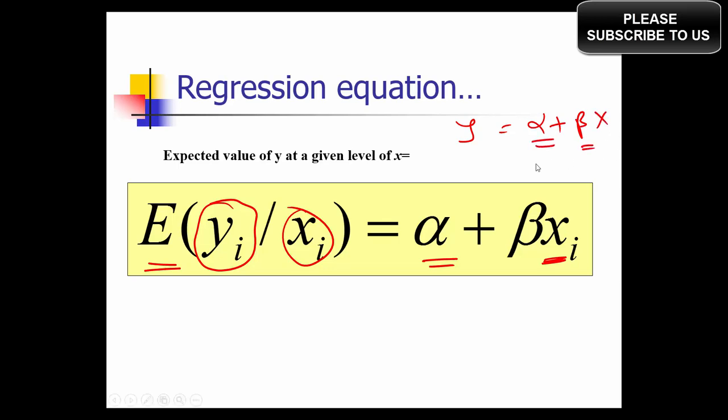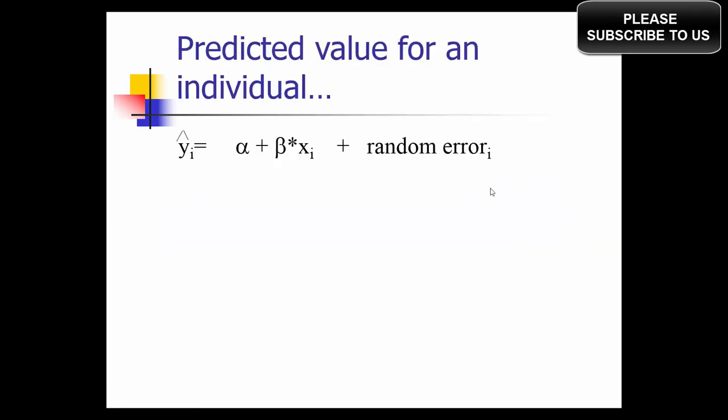Now in more technical terms we write this as the expectation of yi given xi. yi stands for a number of values of y, and here it is xi because there are so many x values. That's the representation.